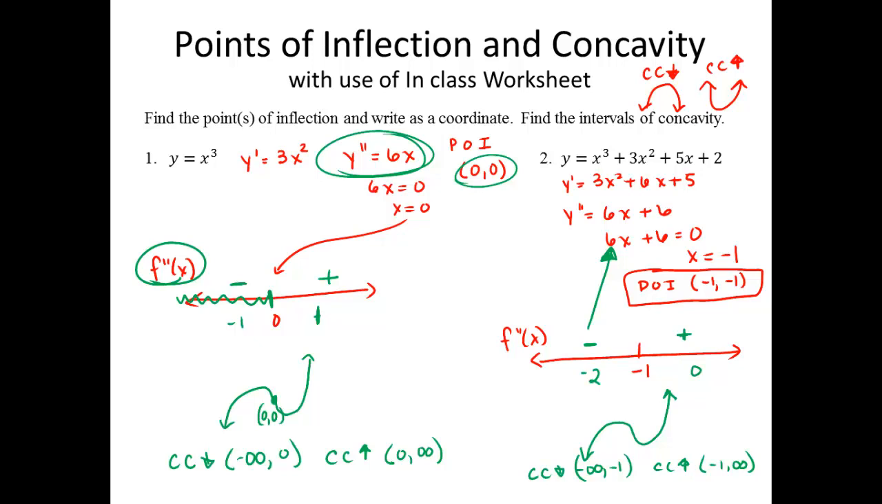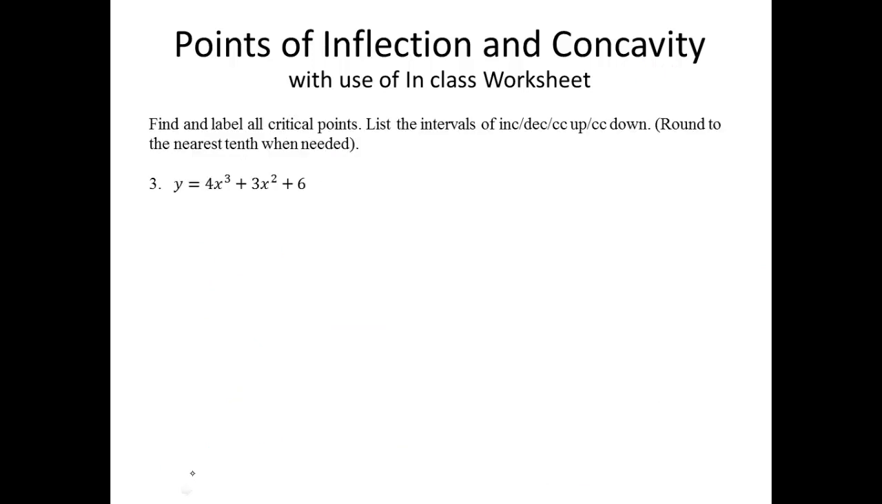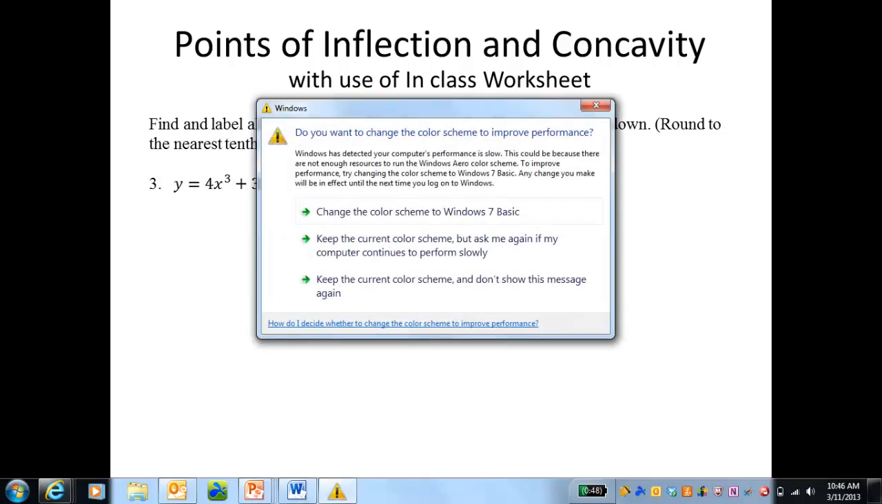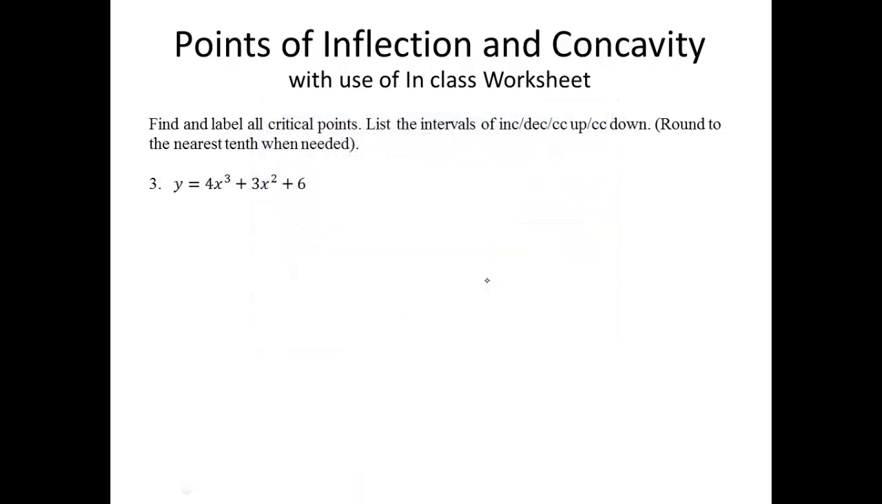Let's go ahead and take a look at the next one. So I'm going to do number 3 with you, and here we're looking for all of our critical points. And what that means is I'm actually going to be looking for my max and mins. So I've got my max and mins, my intervals of increase and decrease. I'm going to find my points of inflection and my intervals of concavity.